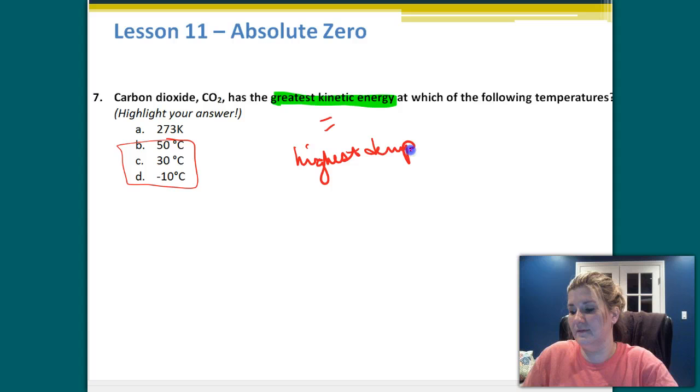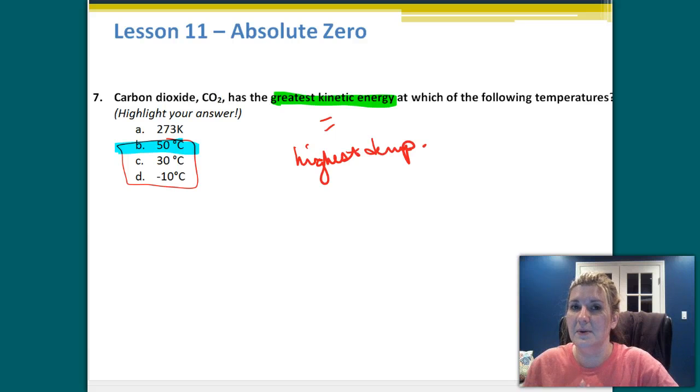And I know that. That's the definition of temperature and how temperature works. Temperature is a measure of kinetic energy. The higher the temperature, the higher the kinetic energy, the more movement, the faster we go. Okay? So, just comparing degrees C, we have 50, 30, and minus 10. Clearly, 50 wins out in that set.